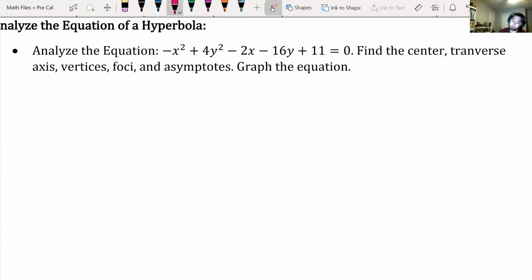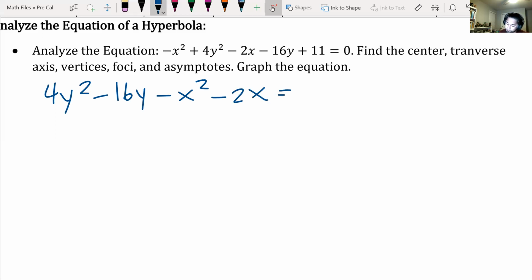Okay. So I'm going to rewrite this. Since y squared is positive, I'm going to write that one first and combine it with the y's. So I'm going to rewrite it as 4y squared minus 16y, and then I'll write my minus x squared minus 2x, and what am I moving over to the right? Negative 11. There we go.